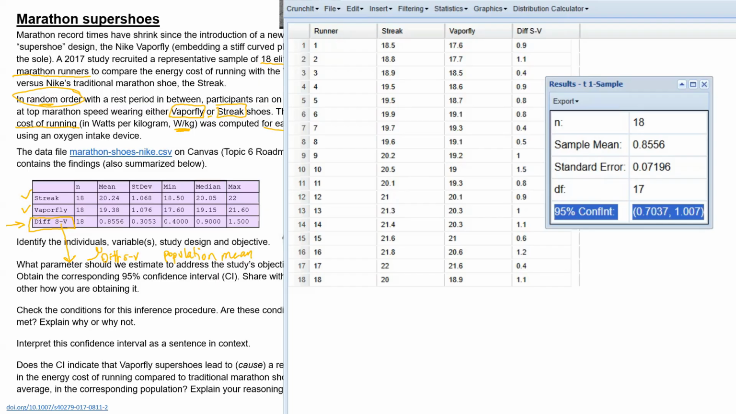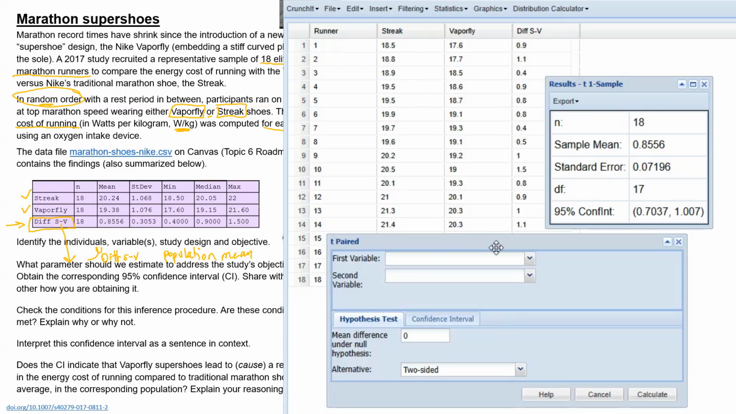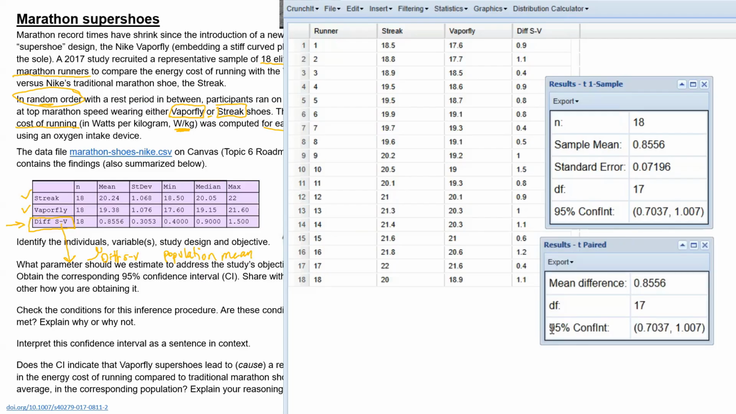We would get exactly the same confidence interval if we use the matched pair T confidence interval. So in Statistics, T, Paired, because we want the difference in energy cost with the Streak minus Vaporfly, we would select the first variable as Streak, the second variable as Vaporfly. Again, confidence interval, 95%, and we get the same confidence interval. Fundamentally, the matched pair T procedure is just the same thing as a one sample T procedure, just a convenient shortcut to avoid having to compute all those pairwise differences if you don't already have them.